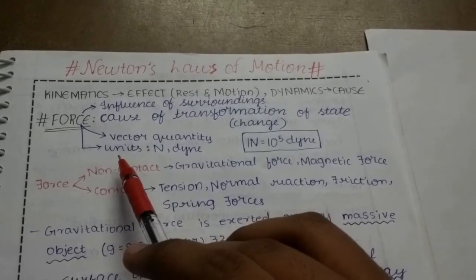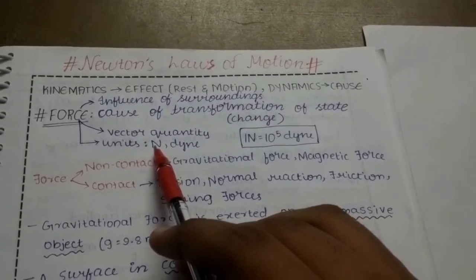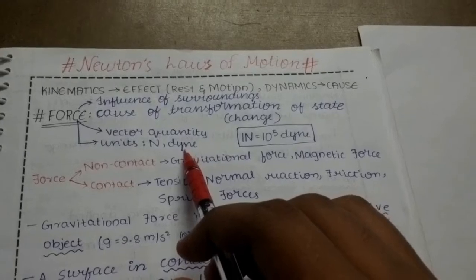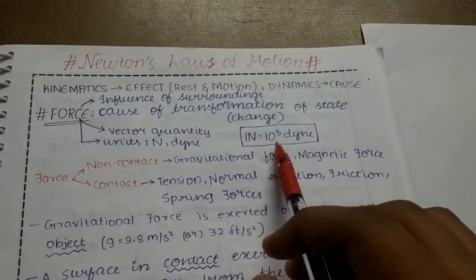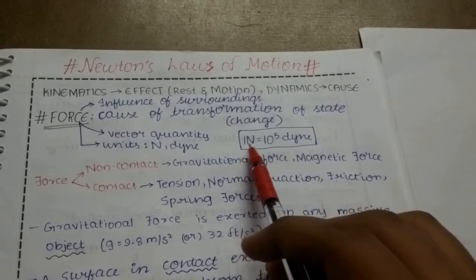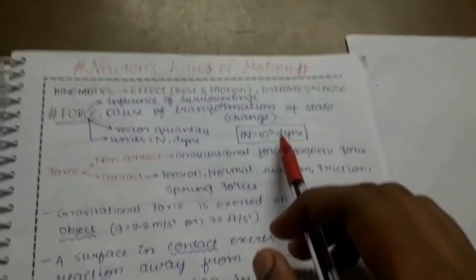The units of force are Newton and dyne. Newton is the SI unit and dyne is the CGS unit. We can convert 1 Newton to dyne like this: 1 Newton is equal to 10 to the power of 5 dyne.